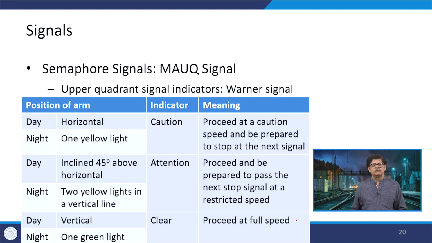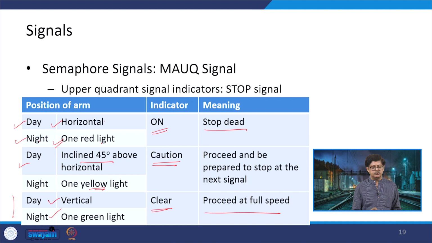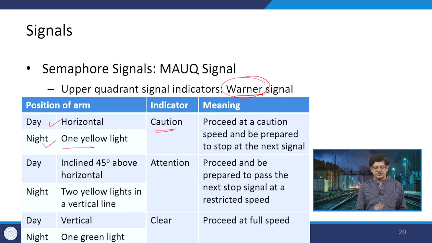Now, in the case of a Warner signal, what are the changes? Let us look at that. In the day it is horizontal, in the night it is one yellow light. So, it says it is a caution. Now, the name is Warner, it is trying to caution the loco pilot. Previously we talked about horizontal meaning one red light, so that was for the normal stop signal. In the case of Warner, there is a change here. It says caution, and when it is caution, it says proceed at a caution speed and be prepared to stop at the next signal.